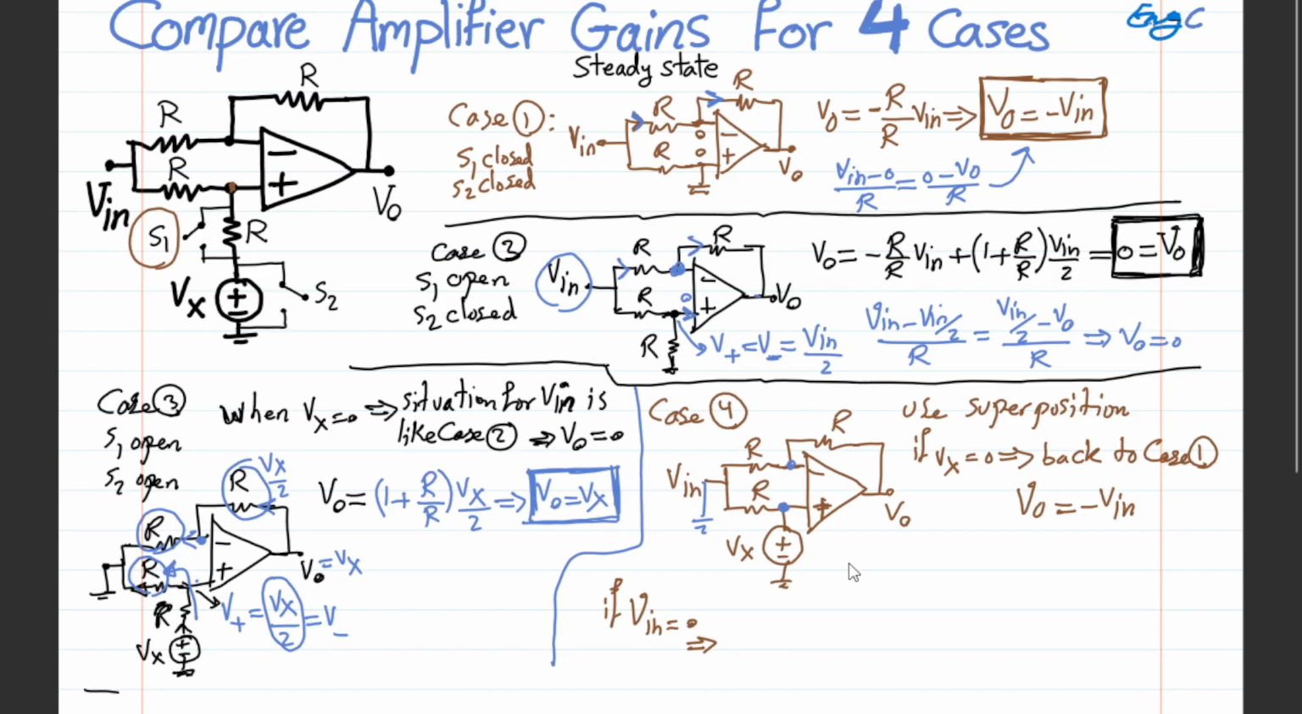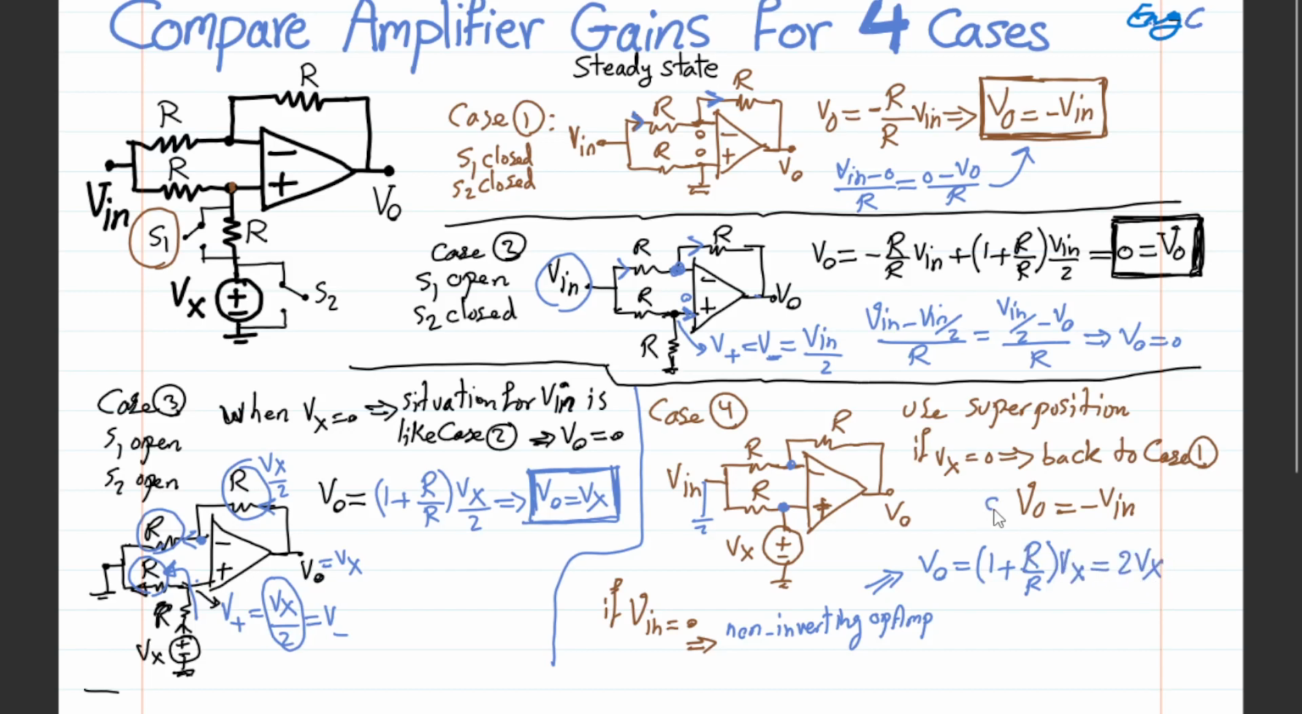If you want to go brute force, you can say it's a non-inverting op-amp scenario, and as a result, we know for that scenario that V out is equal to just 1 plus feedback resistor R divided by input resistor R times the voltage at the positive terminal, which is Vx. Therefore, you end up with 2 times Vx.